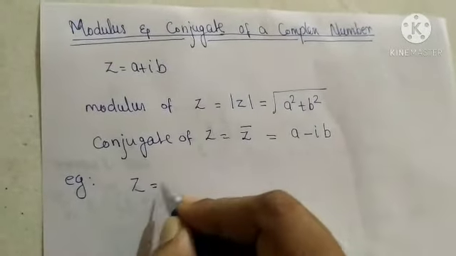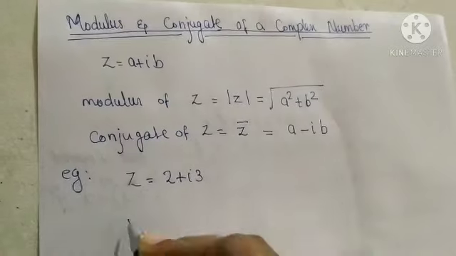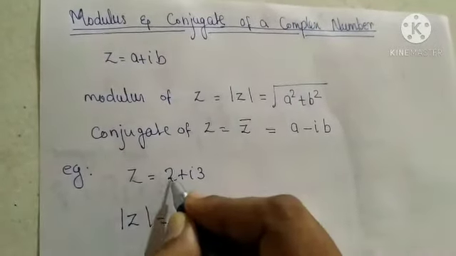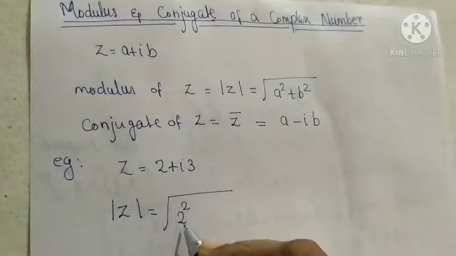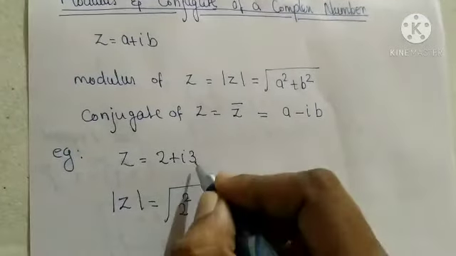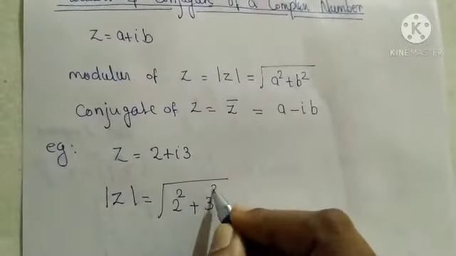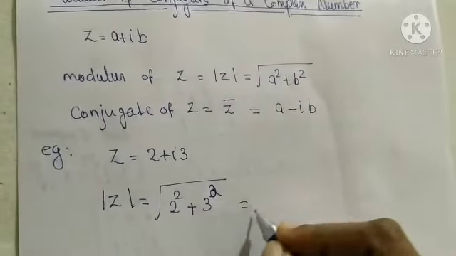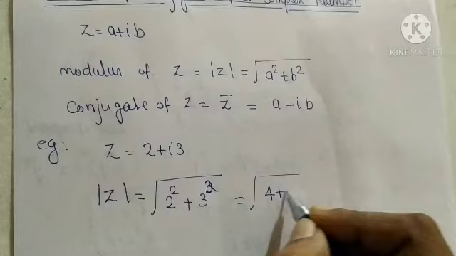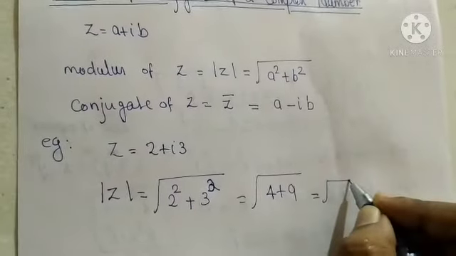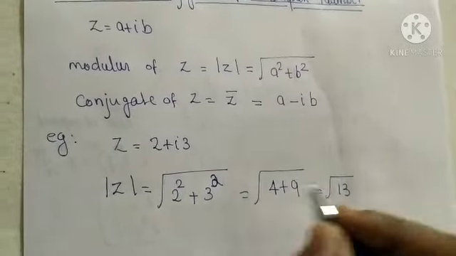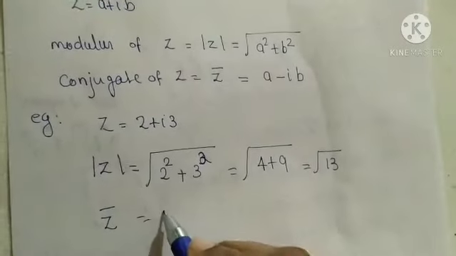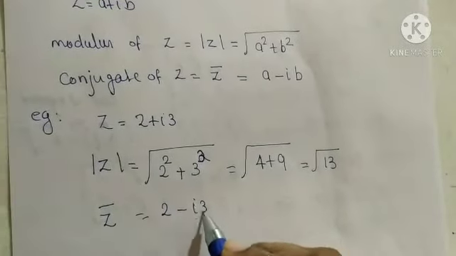If z equals 2 plus 3i, mod z equals root of, here a is 2, so a square is 2 square, plus b is 3, so b square means 3 square, which is equal to root of 4 plus 9, equal to root of 13, and the conjugate z bar is equal to 2 minus 3i.